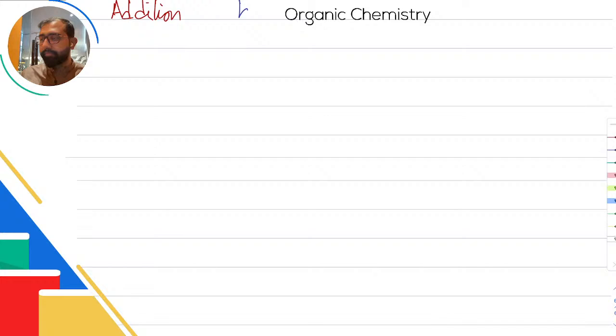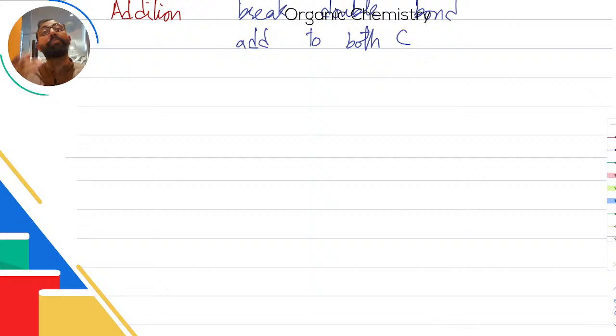In fact, we just break the second one, the double one, not both of them. And then you add to both carbons. And that is the primary difference between substitution and addition. You're adding to both carbons. Let me give an example.